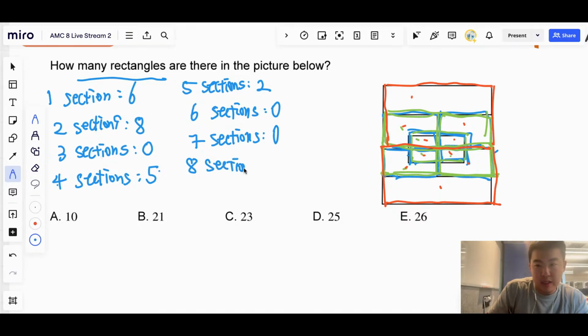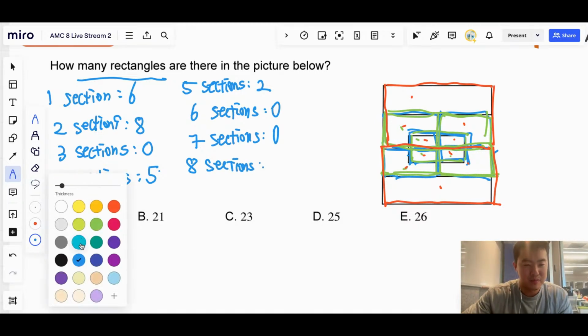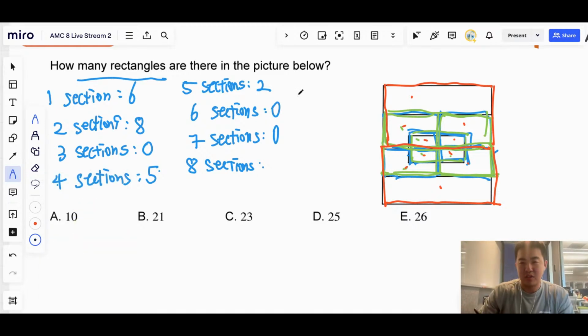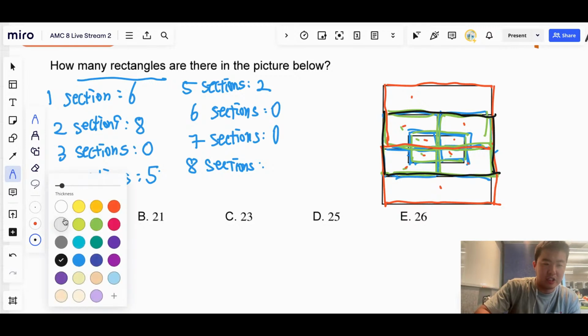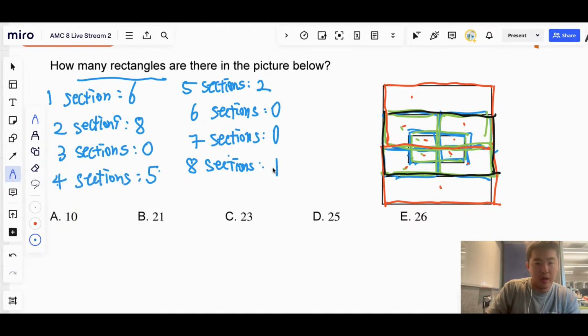Okay, 8 sections rectangle. This should be really easy to observe because let's use symmetry. The one rectangle in the middle, sorry, let me draw it better. So this one, I use black to mark the boundary. Clearly, it's the only one that is composed of 8 sections. So it's 1, 2, 3, 4, 1, 2, 3, 4. So 4 plus 4, we have 8 sections, and there's only one rectangle of this type. So we put 1 here.